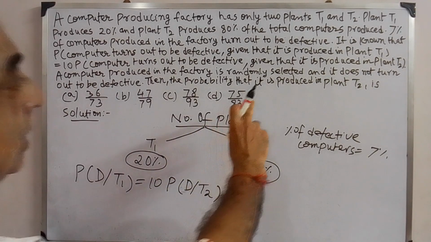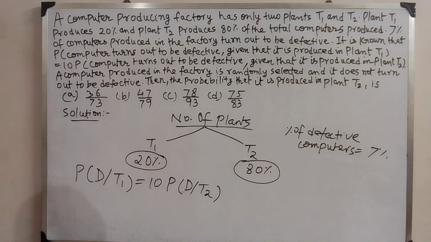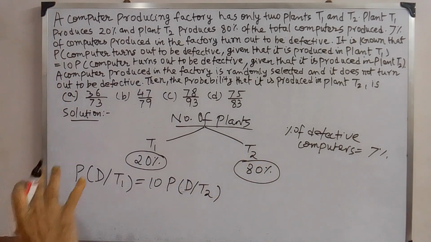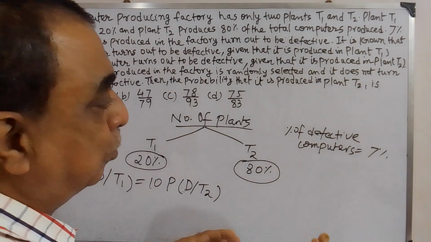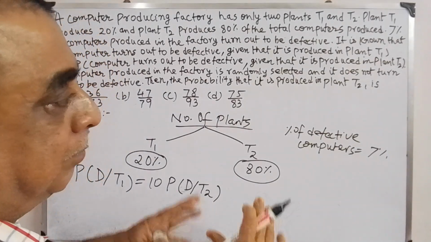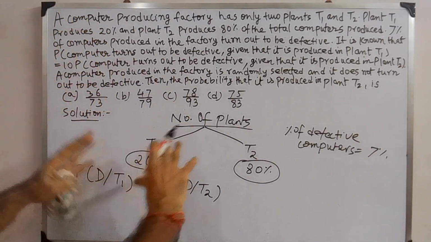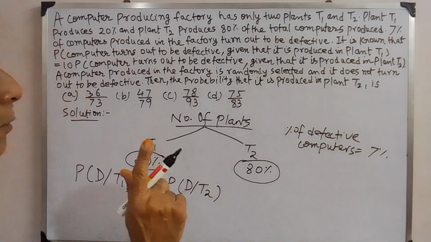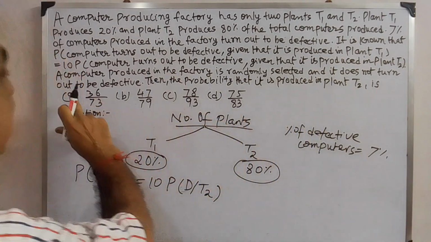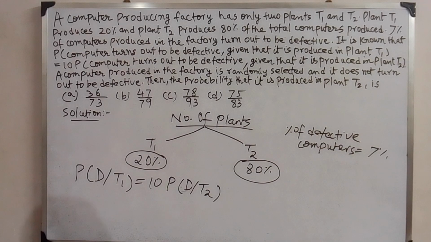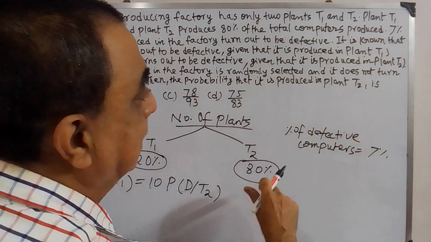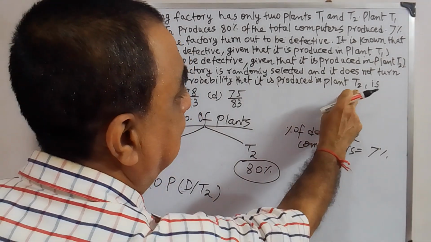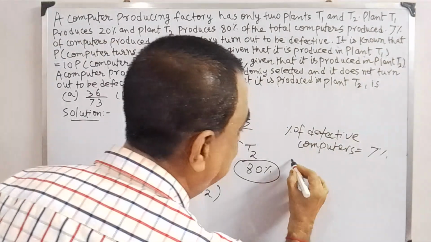And further it is being told to us in the question that one computer is selected at random. We don't know whether it is from any of the two plants, but a single computer is being selected, and it is found that the computer is not defective. So it is asking what is the probability that the selected computer which is not defective is produced by the plant T2. So what do we have to find out?